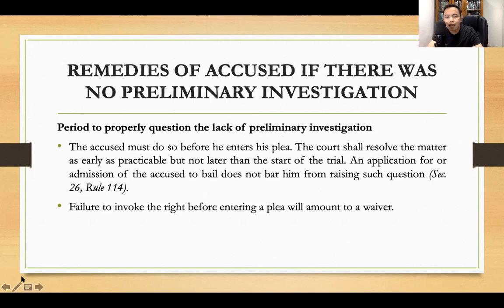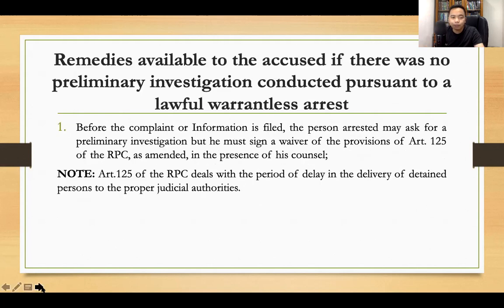Okay. Now, what are the remedies of the accused if there was no preliminary investigation? The accused can ask for preliminary investigation before he enters his plea. The court shall resolve the matter as early as practicable but not later than the start of the trial. Failure to invoke the right before entering a plea will amount to a waiver.